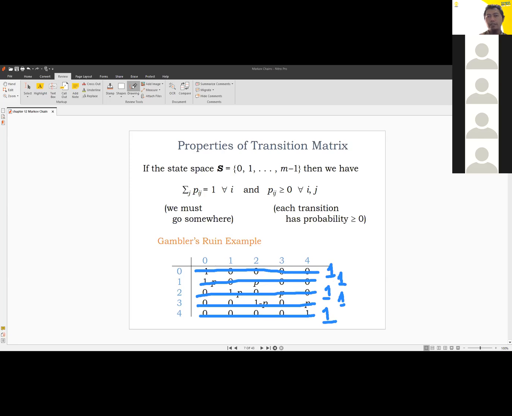The second property: each element here, let's say this one or this one, should be greater than or equal to 0. It means that negative values are not allowed here, because of the probability. There is no negative probability. Okay, that's the point.